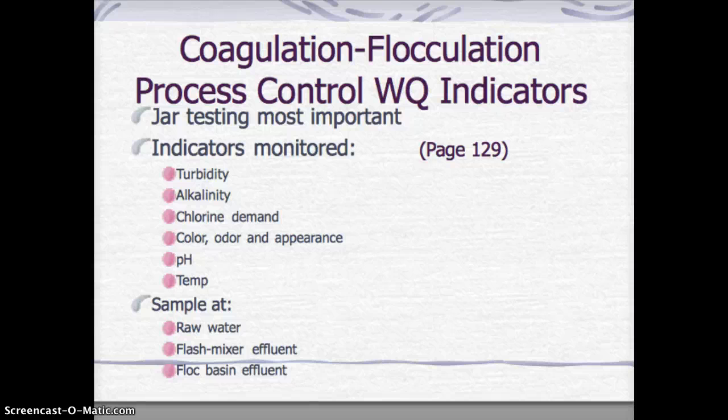Now, our first location of water quality process control testing is in the area of coagulation and flocculation. And of course, jar testing is the most important. You can follow along and read on page 129 in the text. The types of indicators monitored at this point are turbidity, alkalinity, chlorine demand, color, odor and appearance, pH, and temp. And you can sample at the raw water intake, flash mixer effluent, or the flock basin effluent.